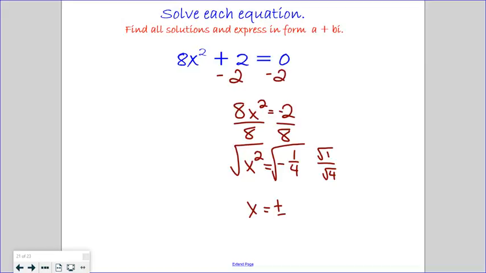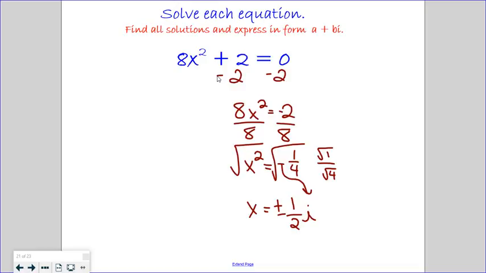The square root of 1 is 1. The square root of 4 is 2. And the square root of a negative is i. And again, you can write that as 1/2 i or i over 2. Same answer. Okay, and again, we've got two answers, positive 1/2 i and negative 1/2 i.